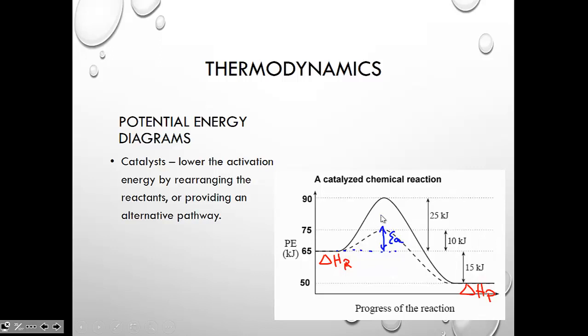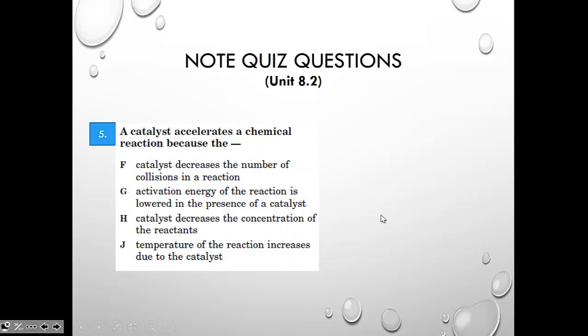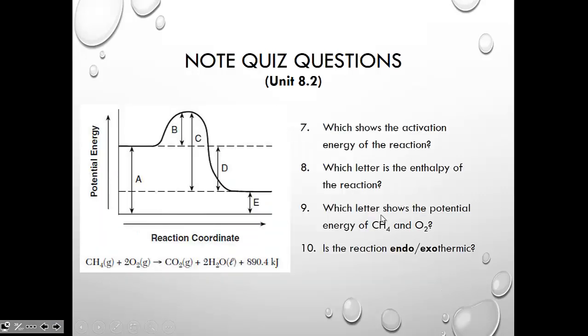Rather than require a massive amount of energy when they collide to form products, a catalyst lowers this energy, providing an alternative pathway. With that, we are done with Unit 8.2. Go ahead and answer Note Quiz questions 5, 6, and 7 through 10. For question number 10, you need to tell me whether a reaction is endothermic or exothermic, so you will need to write into the space whether it is endo or exo.